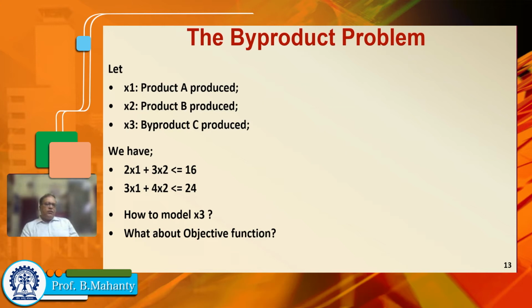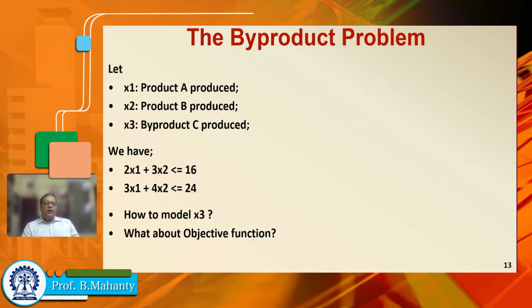So these are straightforward from the raw material consideration, that is 2x1 plus 3x2 less than equal to 16, the raw material requirement in operation 1 for product A and product B, and 3x1 plus 4x2 less than equal to 24. This is for operation 2. These are the raw material considerations, very straightforward equations. But the question is how to model X3 and what about the objective function?